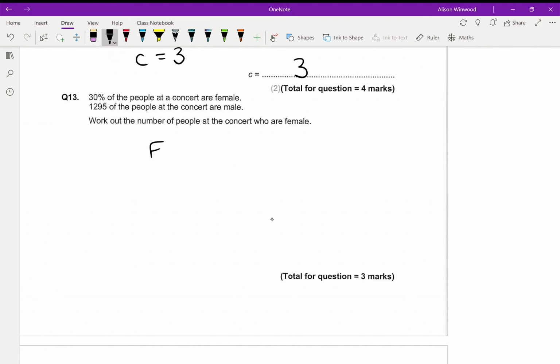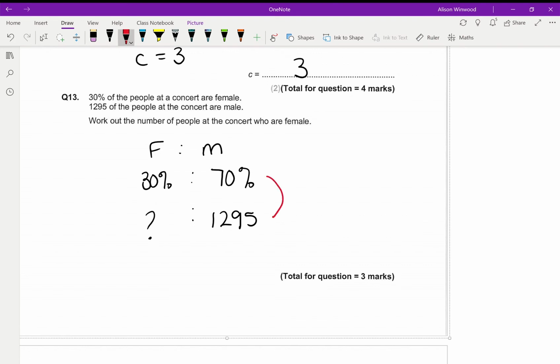So I've got female and male people at the concert. I've got 30% female, which means I must have 70% male. And there are 1, 2, 9, 5 males. I want to know how many females there are. So what have I multiplied 70 by to get 1295? And the answer is 18.5. So I'm going to do the same to the female percentage. 18.5 multiplied by 30 is 555. So that was a ratio question.